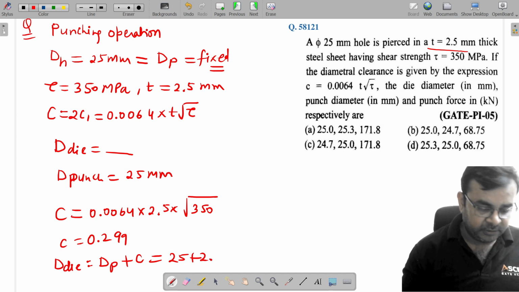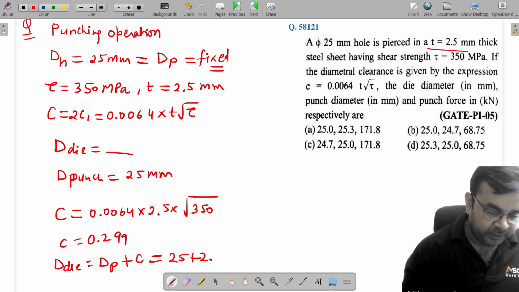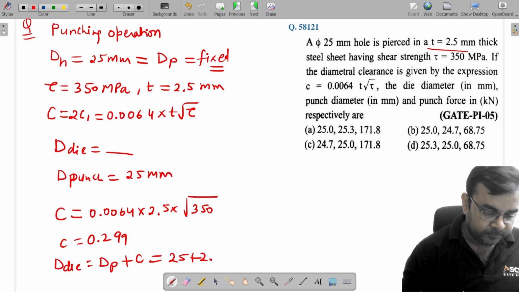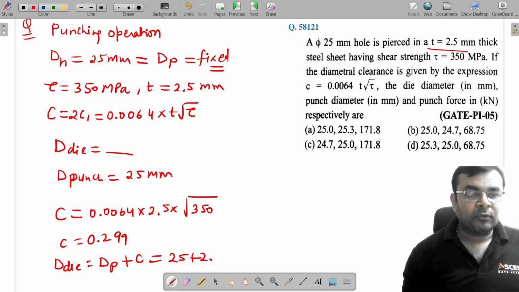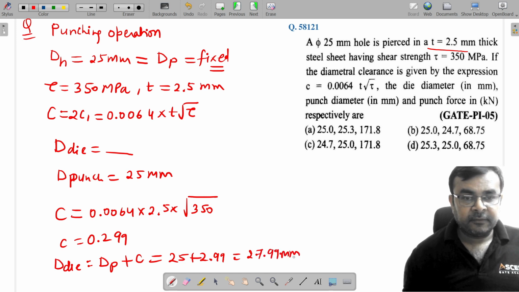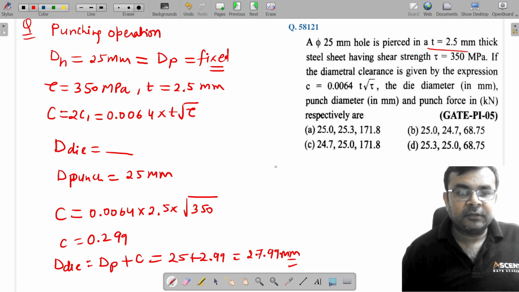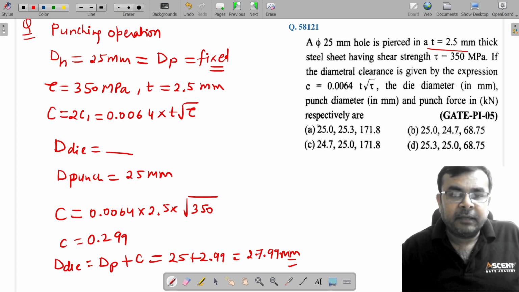Is this right or not? Let me check. This is square root of 350 into 2.5 into 0.0064. 0.29, yes, it is right, 0.299. So this becomes 27.99 millimeter. So the die diameter, and punch force also we need to calculate.